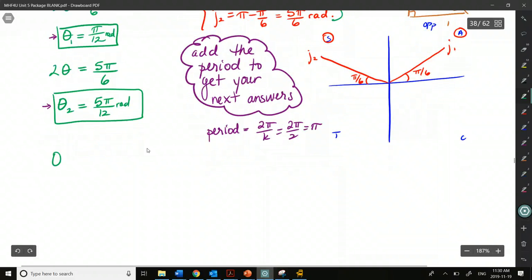Okay, so let's just find our last answers here. Theta 3. I'm going to do pi over 12 plus the period, which was pi.